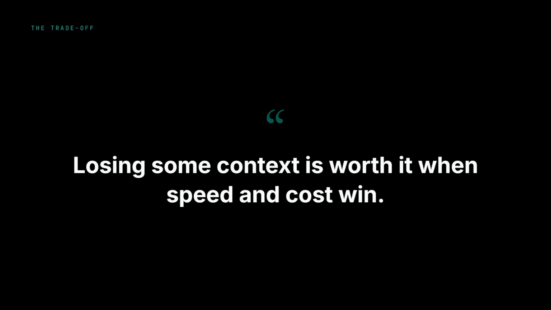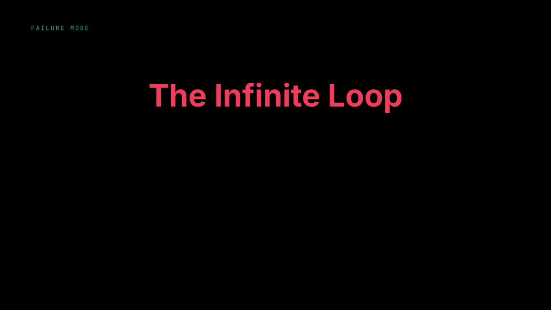All of these techniques trade off completeness for efficiency. You lose some context. But if that loss prevents token waste and keeps your agent fast and cheap, it's a win. Now let's talk about the failure case that trips up most first-time builders: the infinite loop.